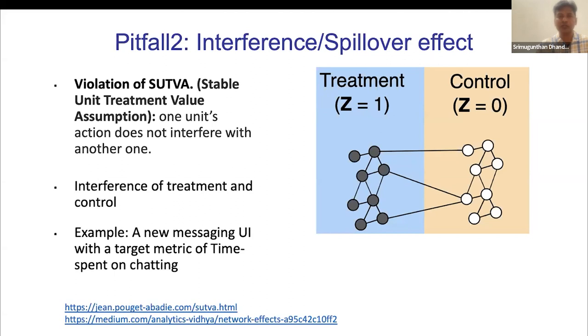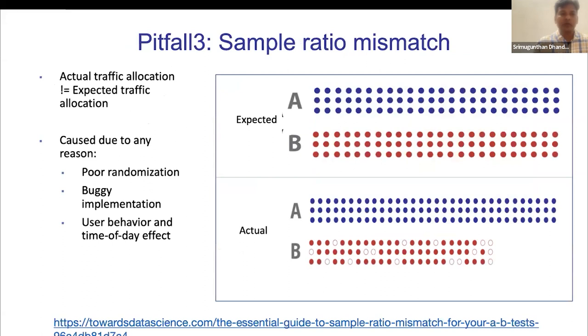The third pitfall that we will see is the sample ratio mismatch. You decided that you will have treatment this much and control this much, but this traffic allocation may not happen in practice. This can happen due to various reasons, and this error is called a sample ratio mismatch.